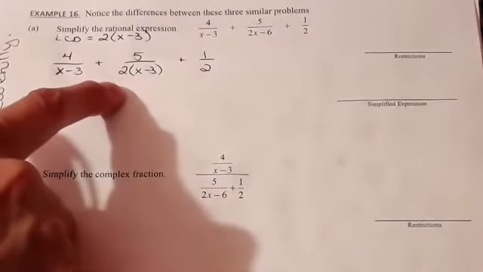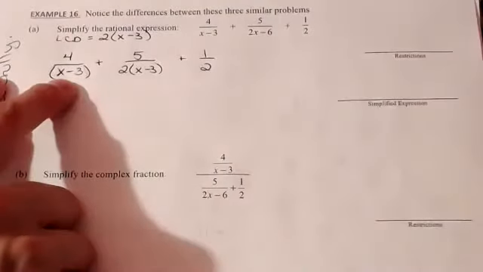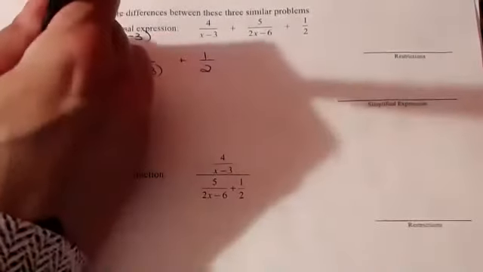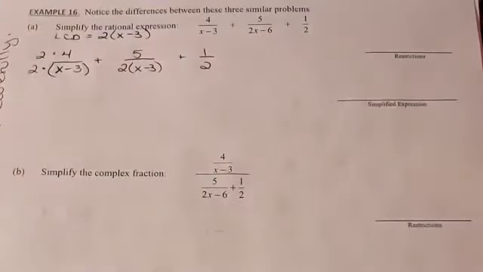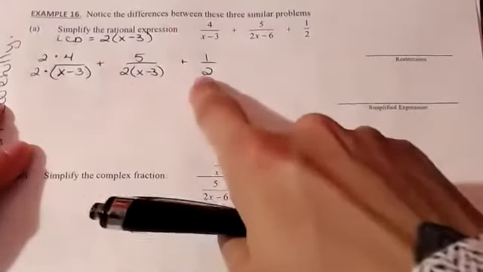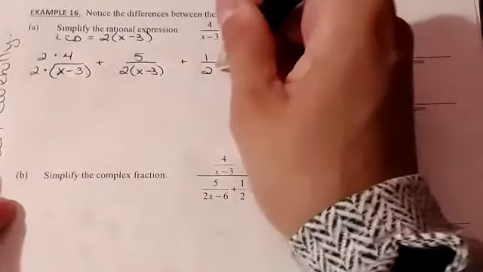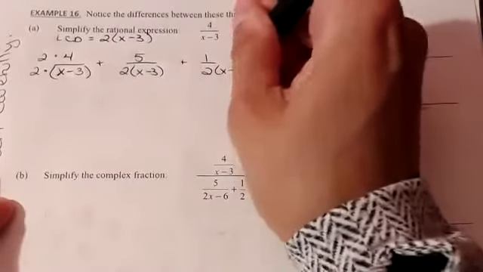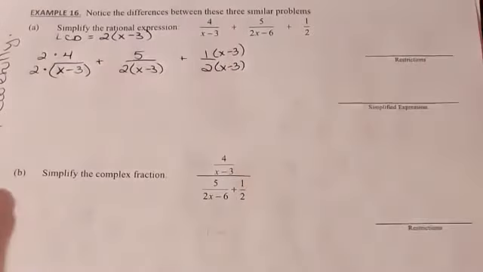When we think about introducing what's missing, I like to say to myself, well, I have the x minus 3, but what I'm missing is the 2. So I have to introduce a product of that factor of 2. So my second fraction is fine. My third fraction is missing that x minus 3 piece, so I'm going to introduce the x minus 3 to both the numerator and denominator.